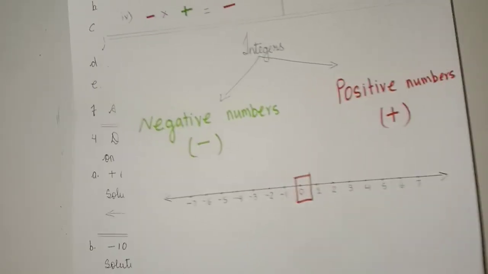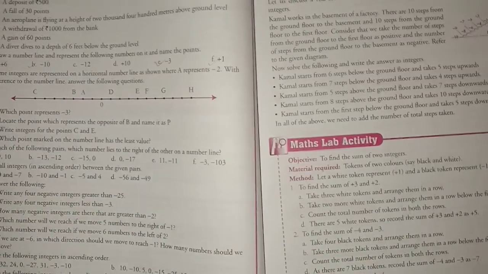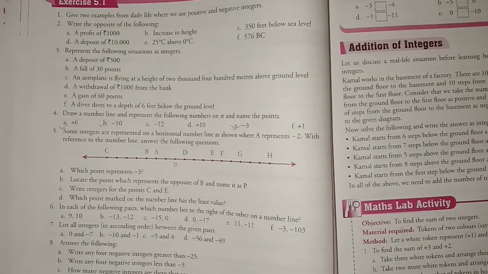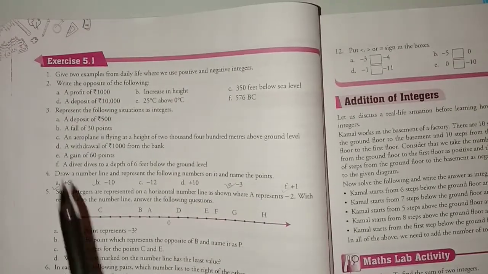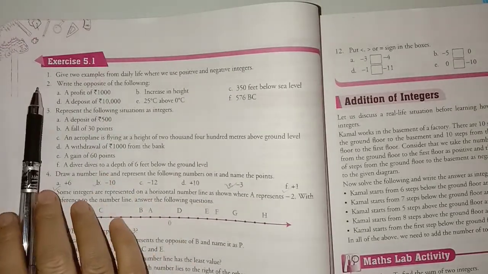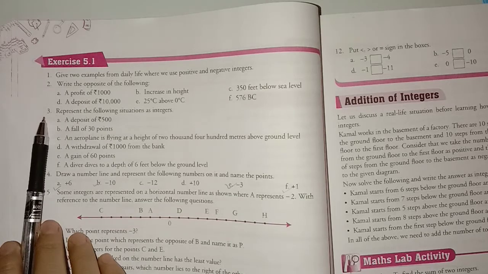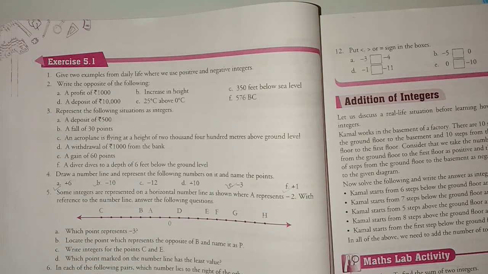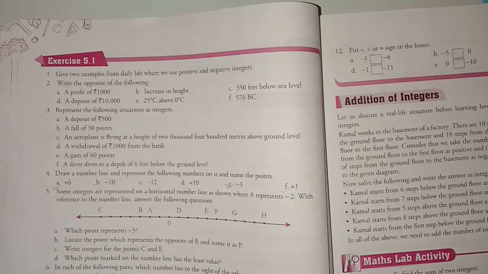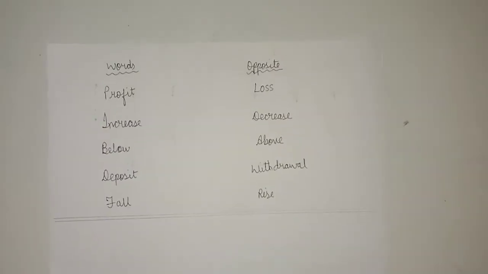Now we will go to our book, page number 66, exercise 5.1. We will not do 1, 2, we'll do directly question number 3. Before we do question number 3, let us go through some words and the opposite of these words. Now let's see here.